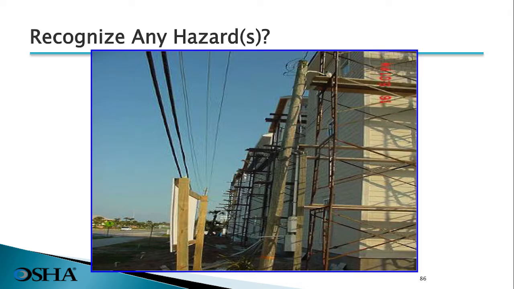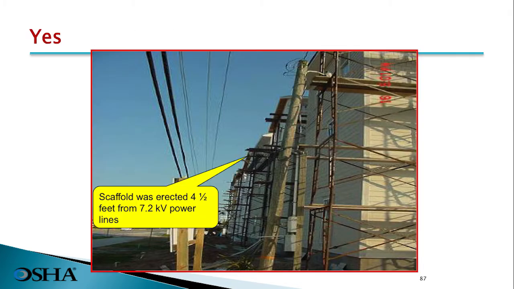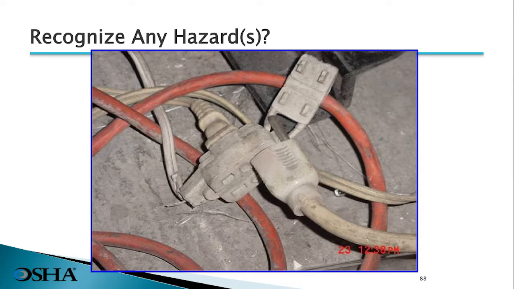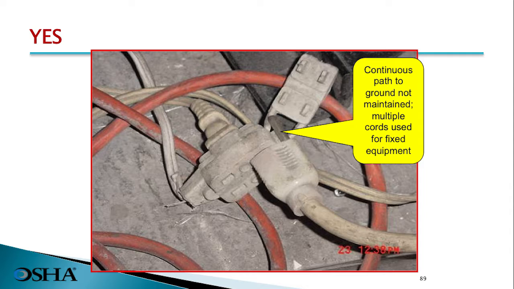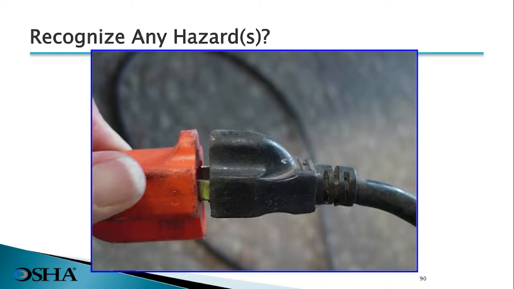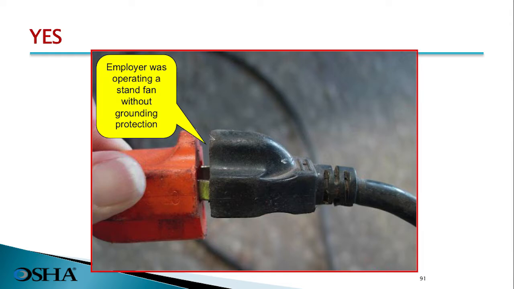Do you recognize any hazards on this job site? This scaffold was erected just 4.5 feet from a 7.2 kilovolt power line. Do you recognize any hazards at this job site? There's no continuous path to the ground, and multiple cords are being used for fixed equipment. Are you able to recognize the hazard in this photograph? Here we are operating equipment without any grounding protection.